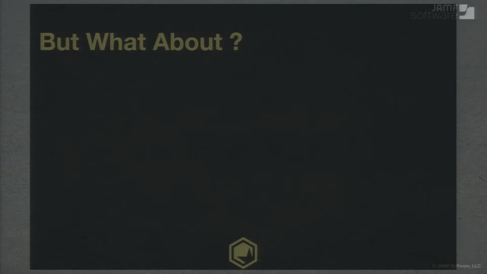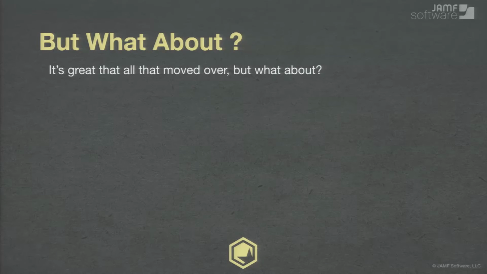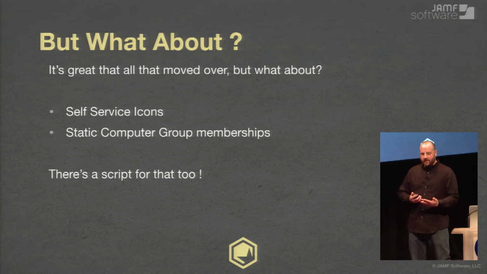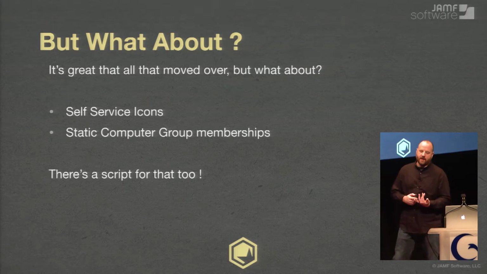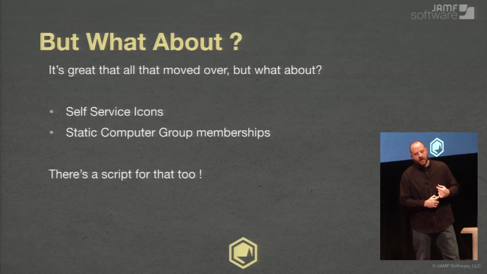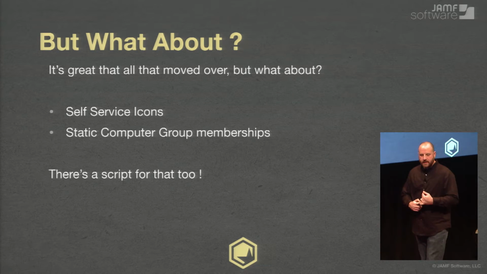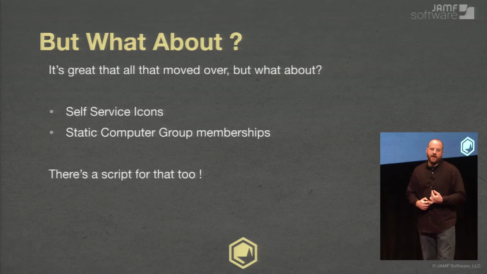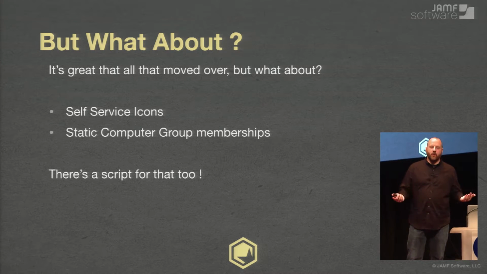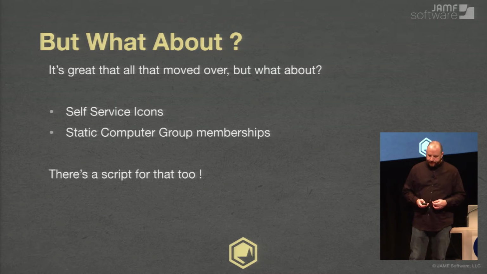So what about the remaining stuff? I mean, it was great that all that stuff moved over, but now, well, in our case, a couple things were really kind of a pain. First of all, we have tons of self-service policies, so all those icons were missing. Secondly, static group membership. So if we're not moving computers over, what do we do about static groups?